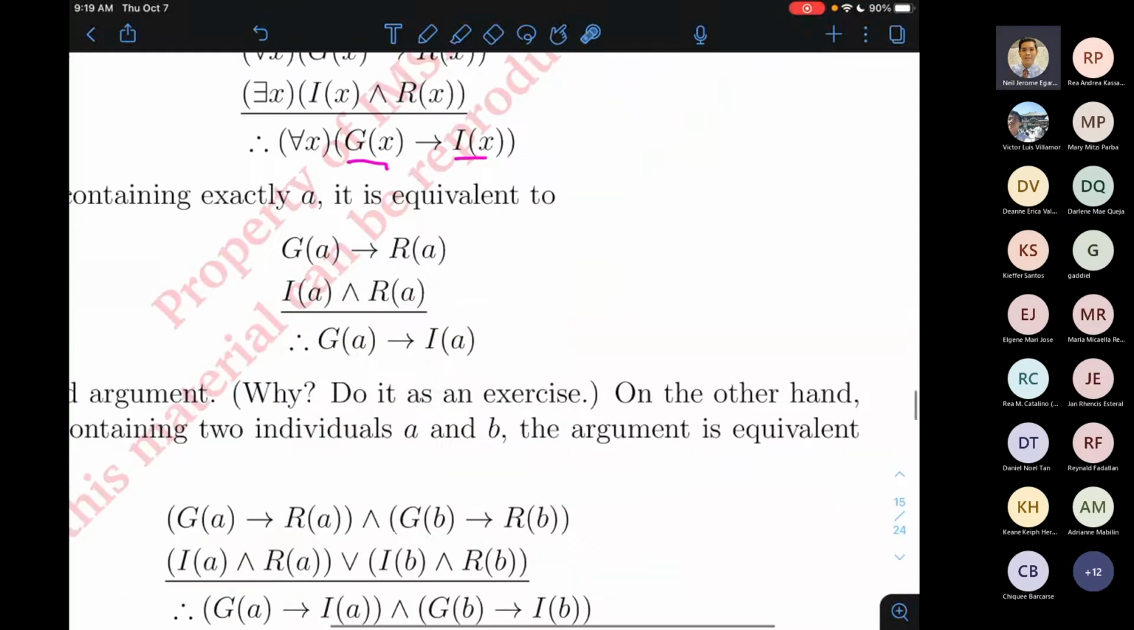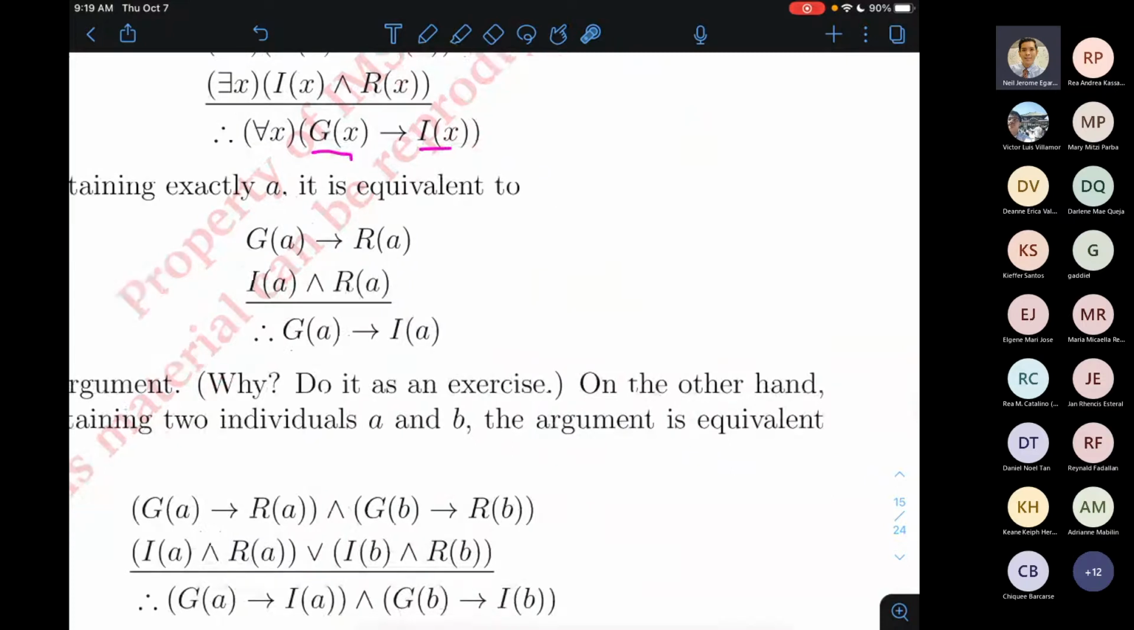Now, this argument specified to the element A of our single universe domain is valid. Madali ba siyang ipakita na valid? Yeah, probably I can leave this as an exercise to you para ipakita na siya ay valid. Let's see. Yeah, I think you'll just need to use material implication and some simplifications here. But eventually, you'll be able to show that this argument is valid. Ito na yung problema. Sa one element model, nag-hold yung statement.